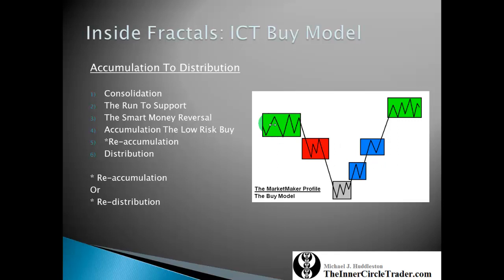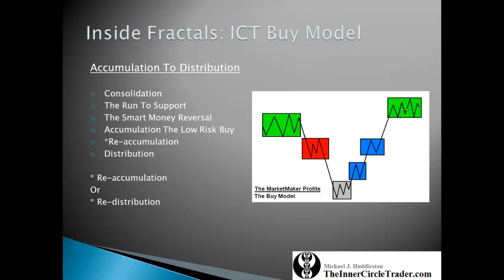You may see the initial consolidation, the run down to support, the smart money reversal. And then a low risk accumulation stage in here where you buy and you see the reaction and you think, okay, well, it's going to be another reaccumulation in here and then move higher to take out this consolidation, which is the classic clearing of the initial consolidation where stops would be resting above it.